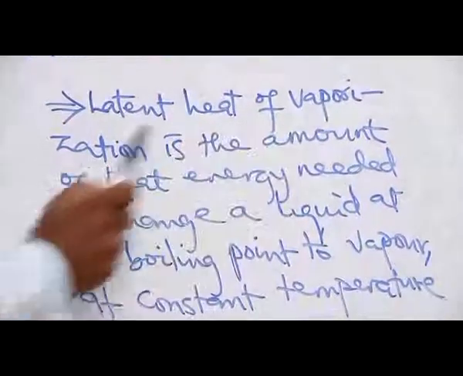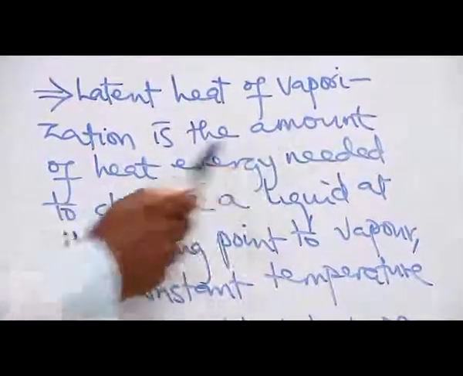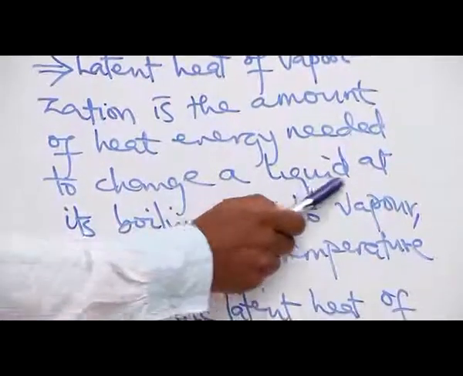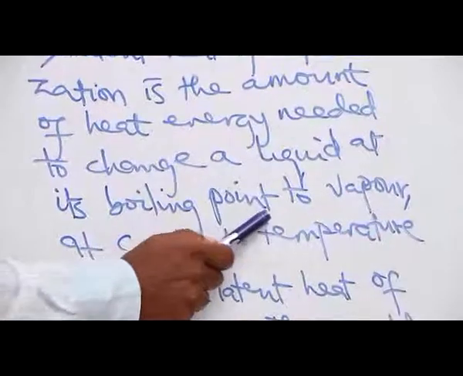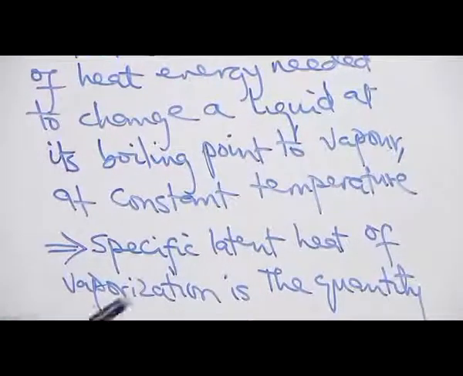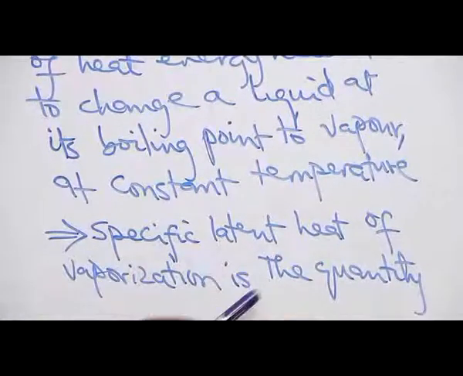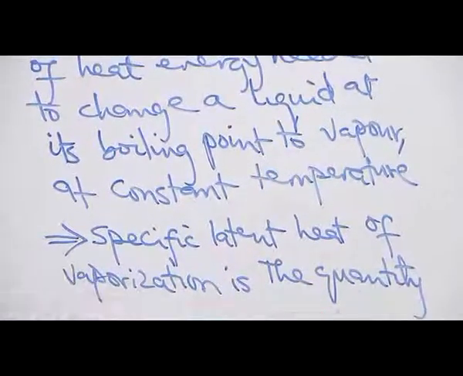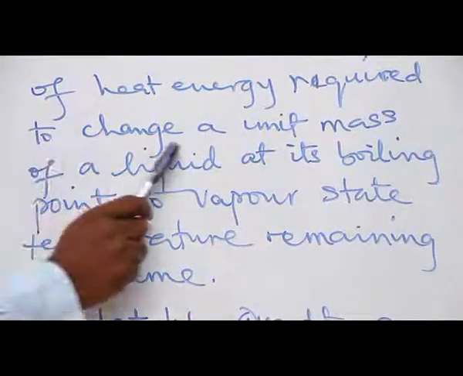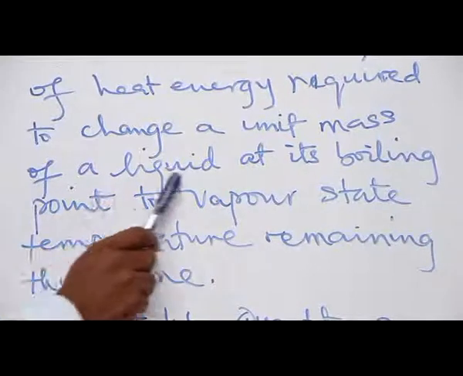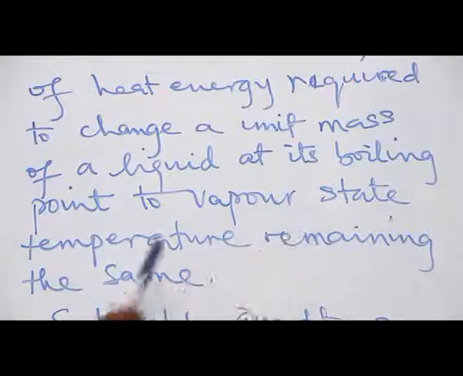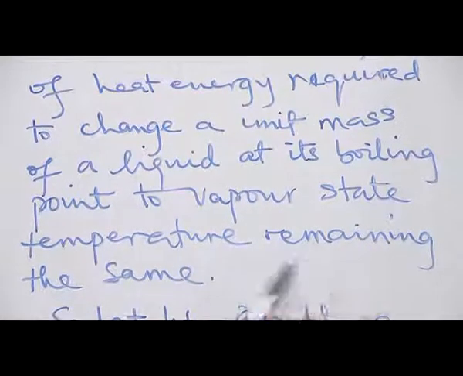Latent heat of vaporization is the amount of heat energy needed to change a liquid at its boiling point to vapor at constant temperature. Specific latent heat of vaporization is the quantity of heat energy required to change a unit mass of a liquid at its boiling point to vapor state, temperature remaining the same.